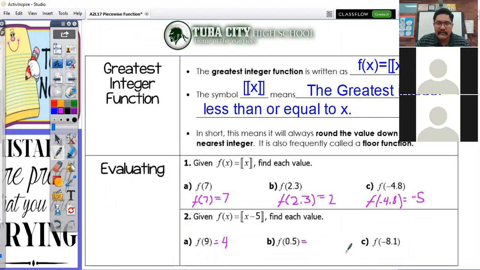And f of 0.5, so here I have 0.5 minus 5, and that would be negative 4.5. And we have to round negative 4.5 down, so that would be negative 5.